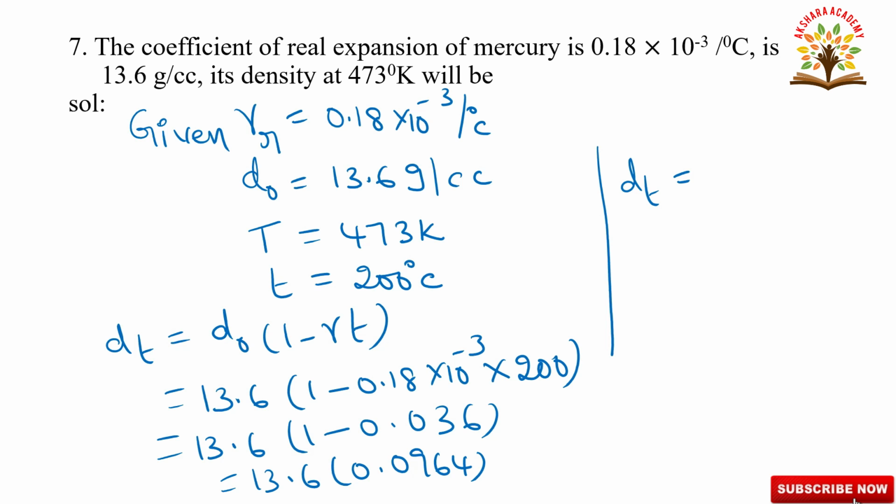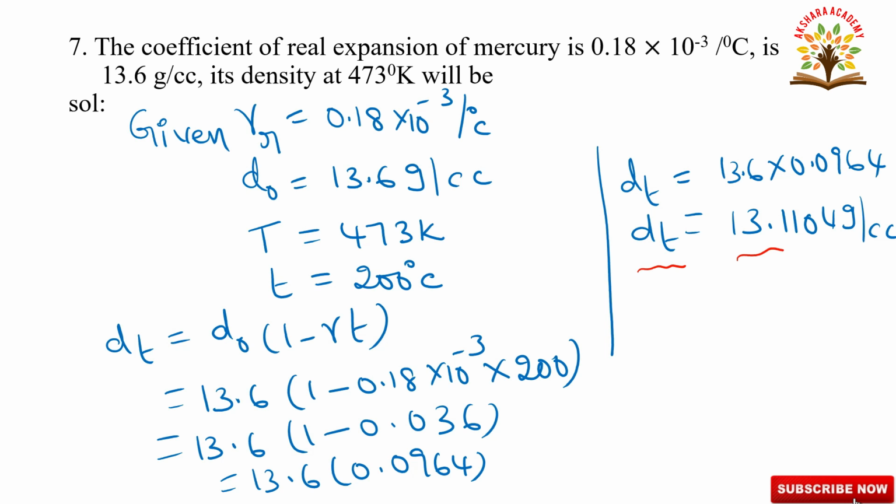So dt is equal to 13.6 into 0.964, that is equal to 13.1104 gram per cc. This is the final answer. dt is equal to 13.11 gram per cc. Okay, next, go to the next one.